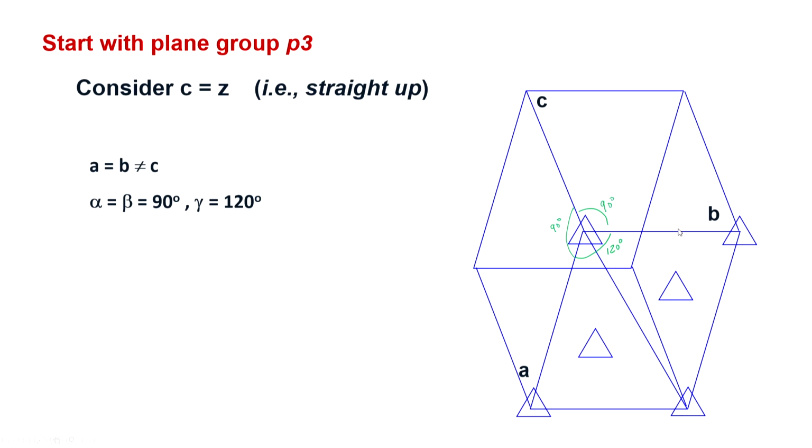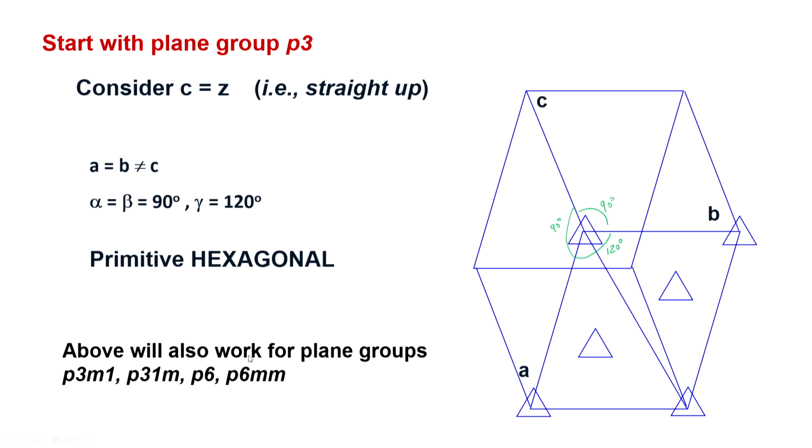But A equal to B, because that is how we started with the hexagonal 2-dimensional unit cell. So, this unit cell is essentially a primitive hexagonal cell in the 3-dimensional Bravais lattices. You can get all of this by using other plane groups P3m1, P31m and so on, and you can get the primitive hexagonal unit cell.